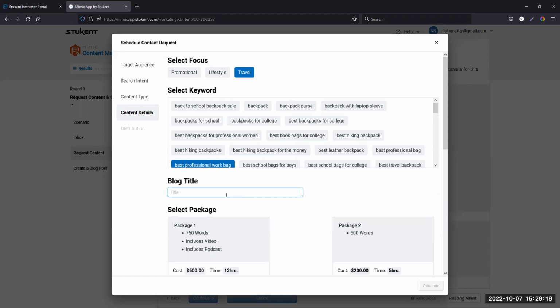Then when you put in your title, you want to make sure that that keyword is in the title. And this would be the same for the video. Let's say, top 10 best professional work bags. It's okay if it's plural.